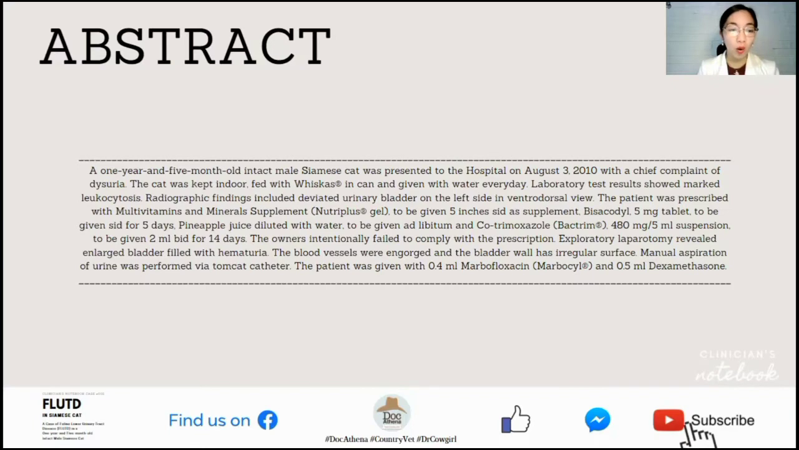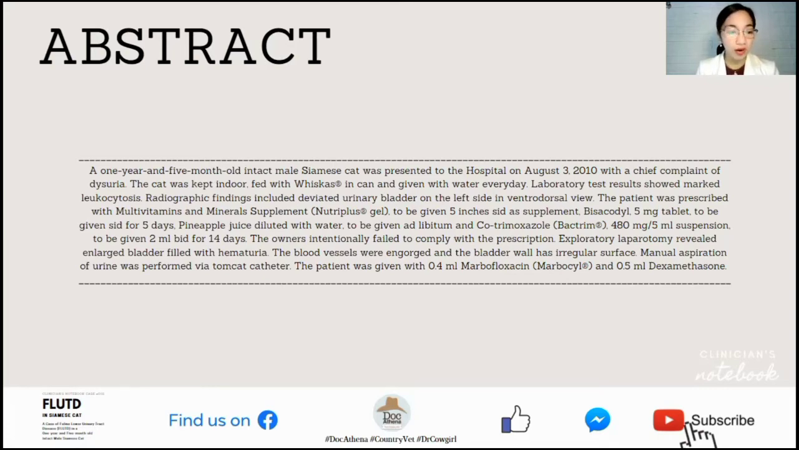For the abstract, a 1 year and 5-month-old intact male Siamese cat was presented to the hospital on August 3, 2010 with a chief complaint of dysuria. The cat was kept indoors, fed with Whiskas in can, and given water every day. Laboratory test results showed marked leukocytosis. Radiographic findings included a deviated urinary bladder on the left side in ventrodorsal view.